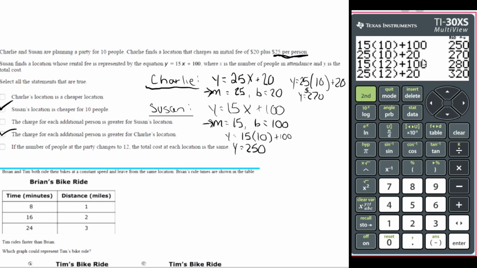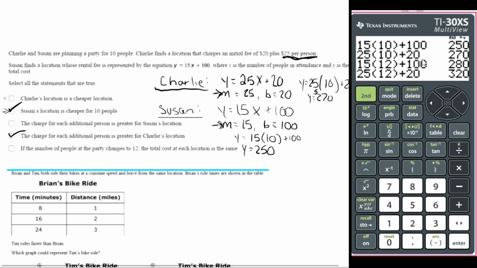So, going back to Charlie's location being a cheaper location. This is a trick answer, and I hate it. Because when you talk about Charlie's location as a cheaper location, you're asking about what context, right? The next choice we're talking about, Susan's location, is cheaper for 10 people. That's easy. We can figure that one out by plugging in 10 for x. When they say Charlie's location is cheaper, is that with 0 people?